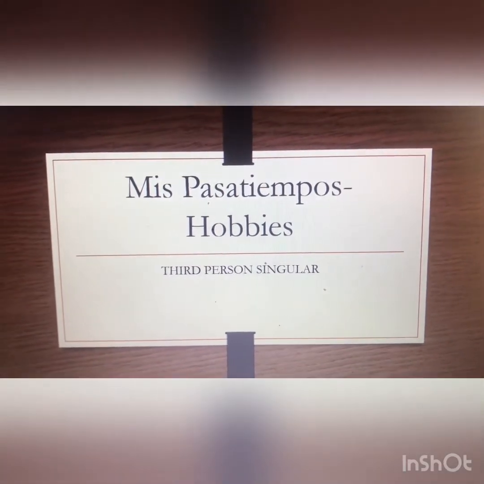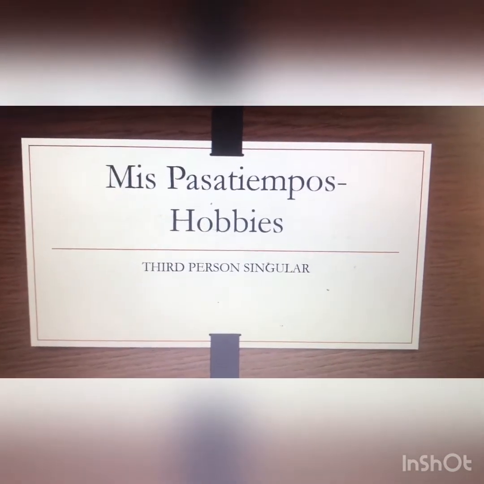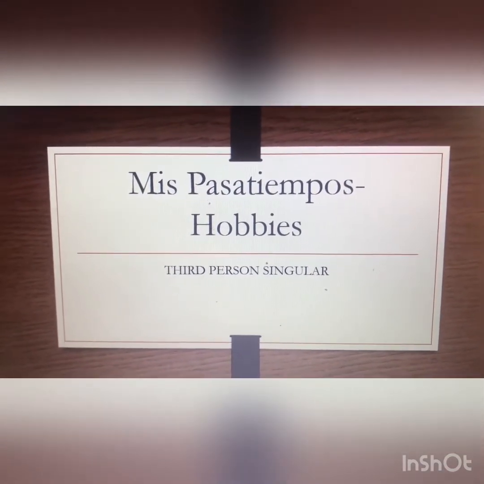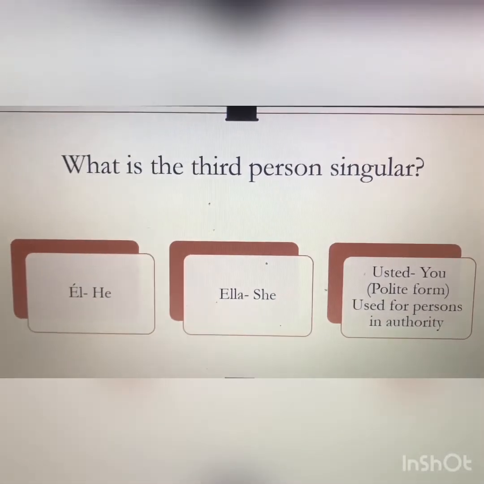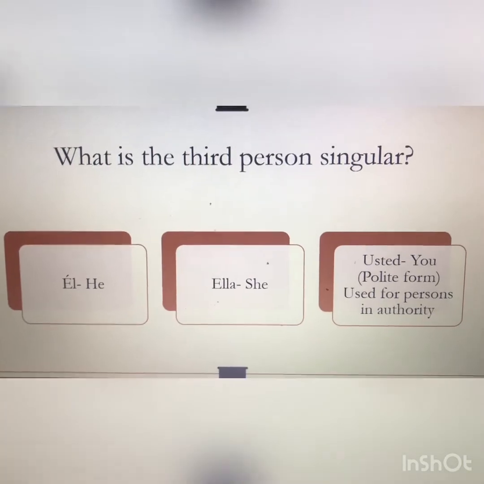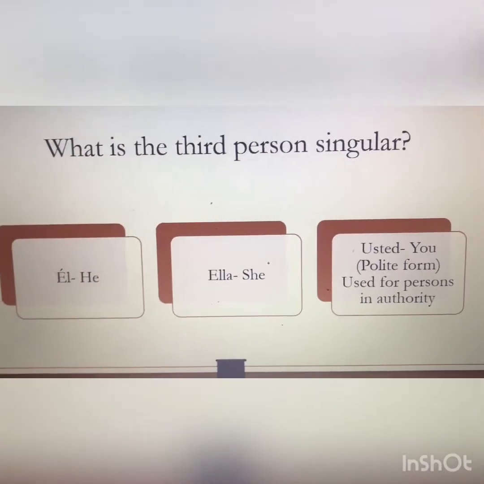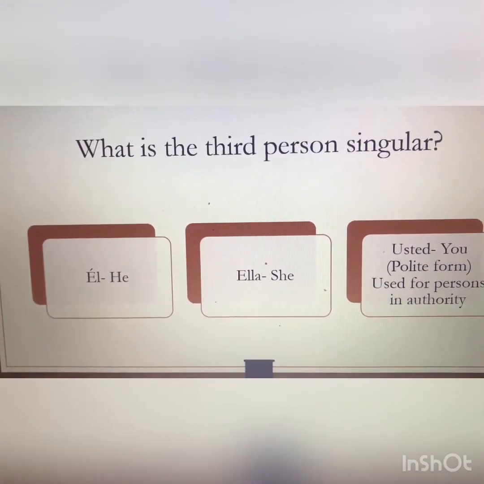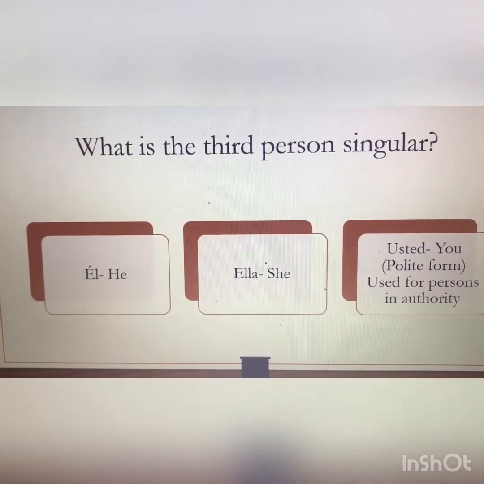Alright, so in this video, we're still talking about our hobbies. However, we're going to talk about them using the third person singular. Now, what is the third person singular? That is he, she, or you, but in the polite form. So he in Spanish is él, she is ella, and then you in the polite form is usted.